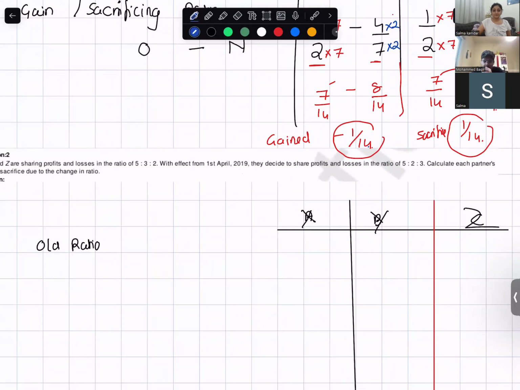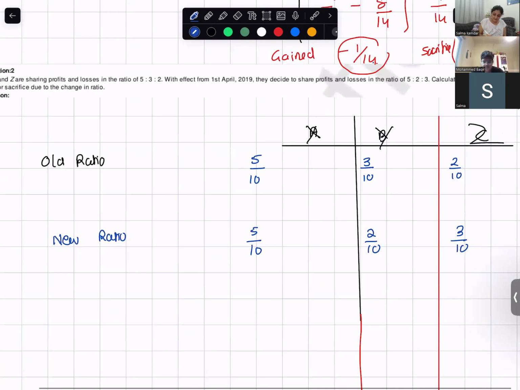Can you tell me the old ratio? The old ratio is 5:3:2. 5/10, 3/10, and 2/10. New ratio. This 5/10 for X, 2/10, and 3/10. Gain or sacrifice?